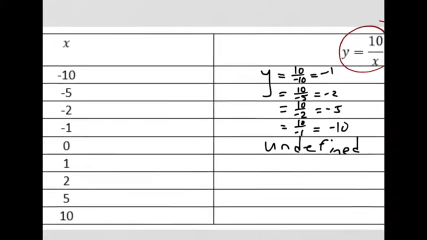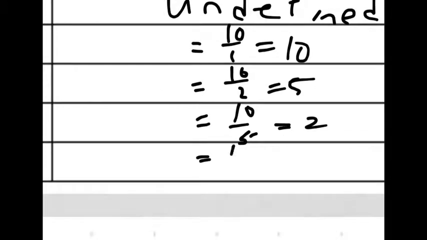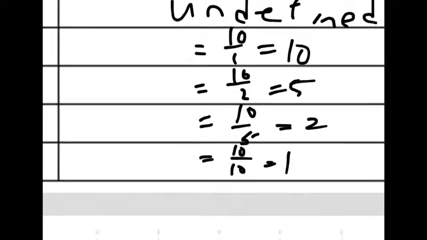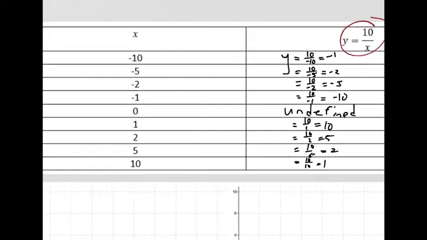Okay. And then we go back up from 1. So this is 10 over 1 is 10. 10 over 2 is 5. 10 over 5 is 2. And 10 over 10 is just 1. So we've got some points that we can plot, and we'll get an idea of what this graph looks like based on those points.